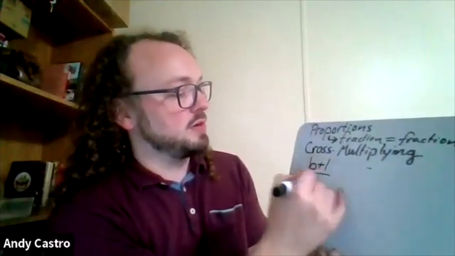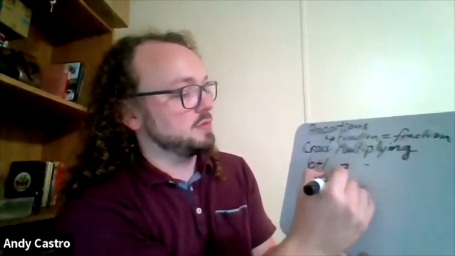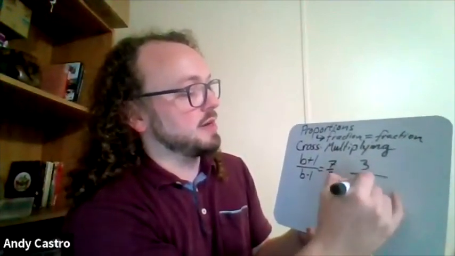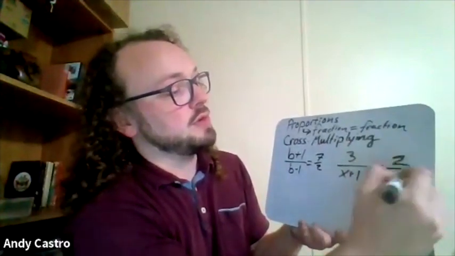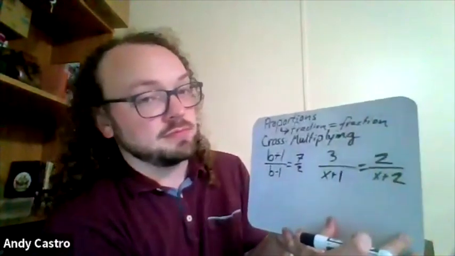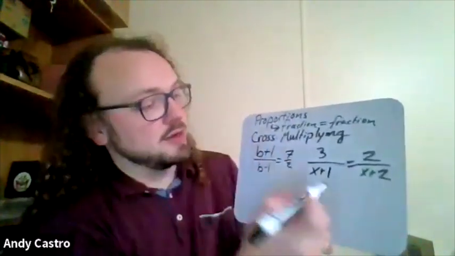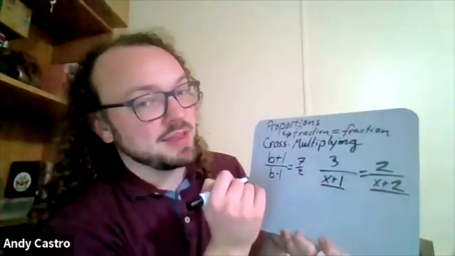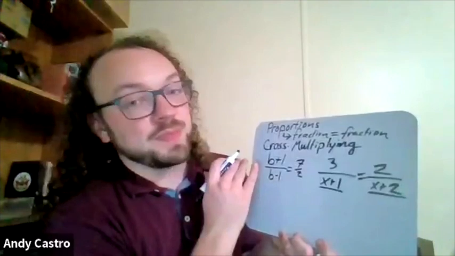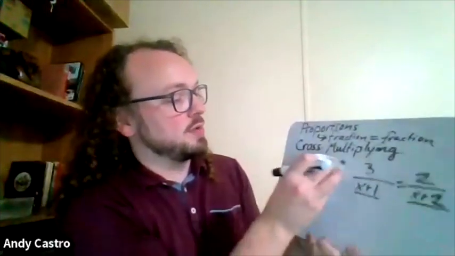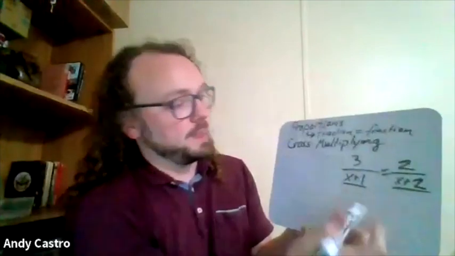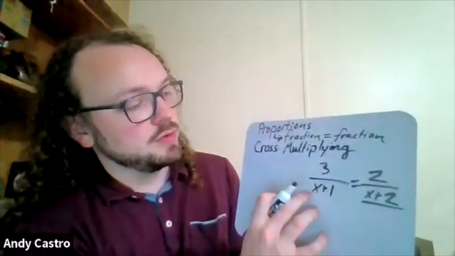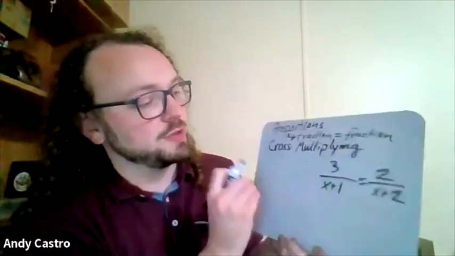So we could have b plus 1 over b minus 1 equals 7 over 2. Or we could have something that looks like 3 over x plus 1 equals 2 over x plus 2. Right, so we could have an equation where I've got a variable in this denominator and a variable in that denominator, but we're just going to do the exact same thing. So let's work out that equation as an example. If 3 over x plus 1 equals 2 over x plus 2.